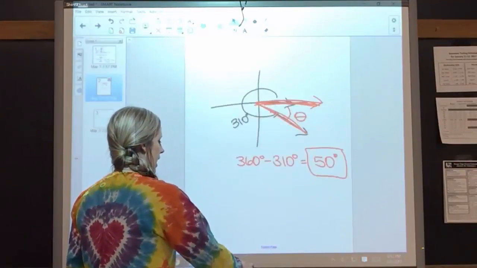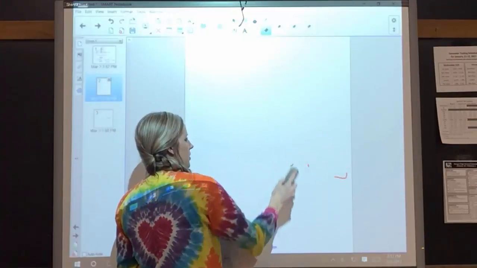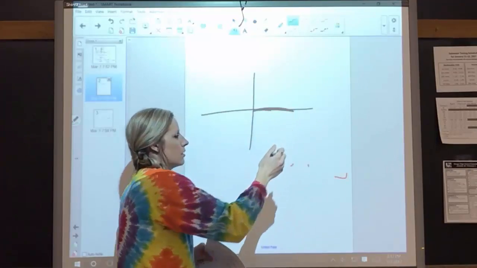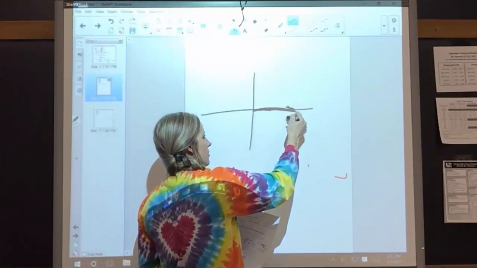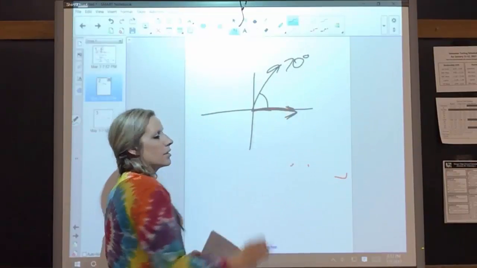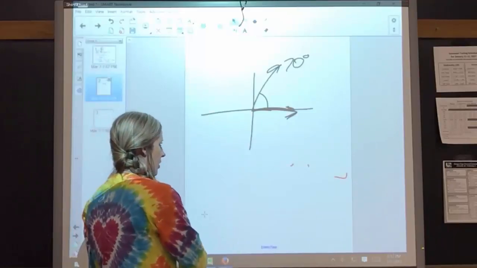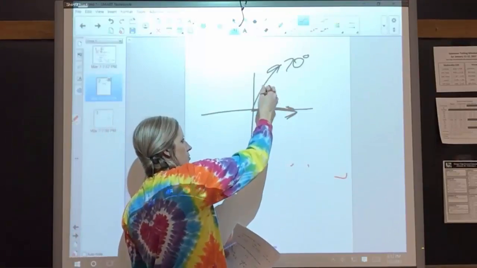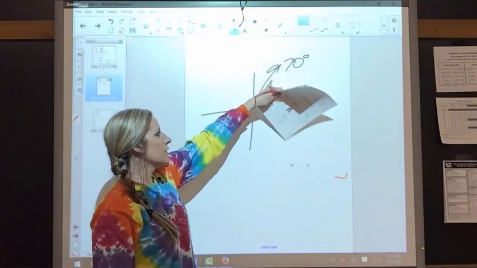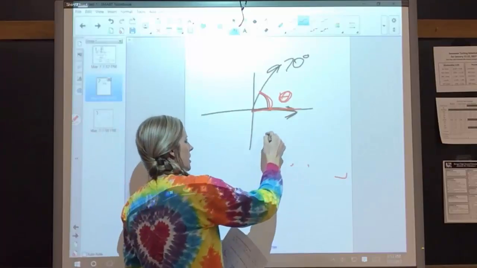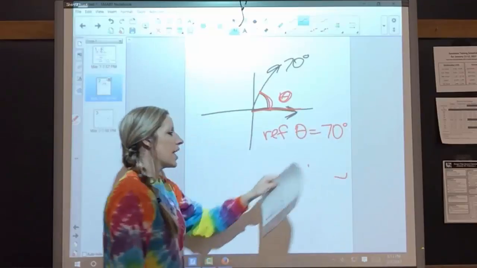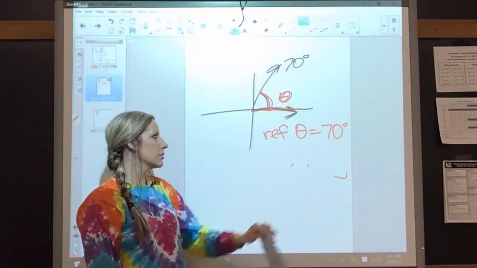On your worksheet, you're going to have one that is in quadrant 1 also. So let's say, and this isn't on your paper, but let's say you have a 70-degree angle. If you want to find the reference angle, the closest x-axis would be this positive one. So you would do 70 minus 0, which is 70. So if you have an angle in the first quadrant, that is your reference angle.